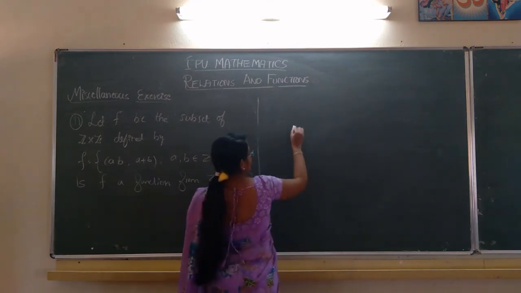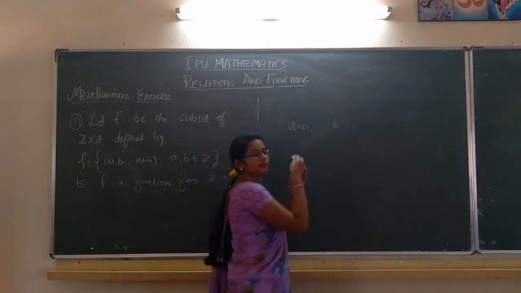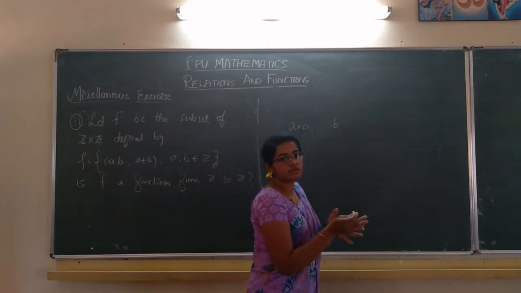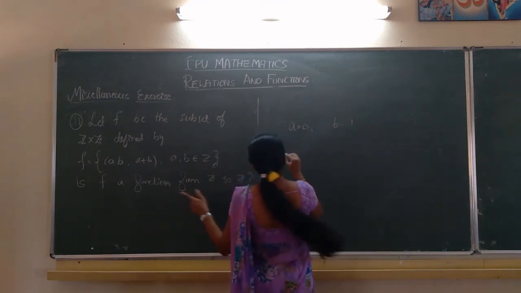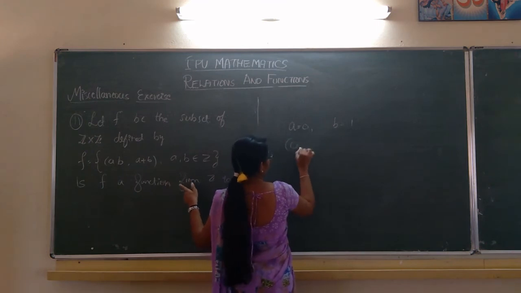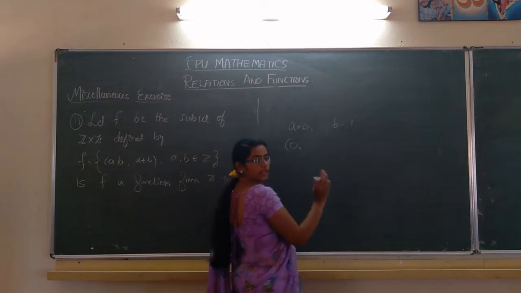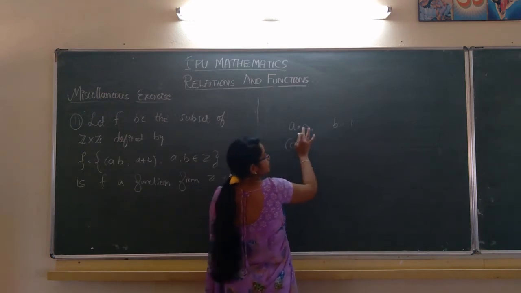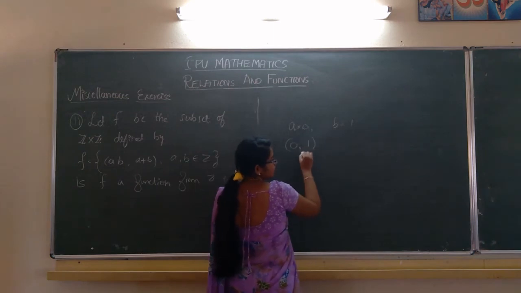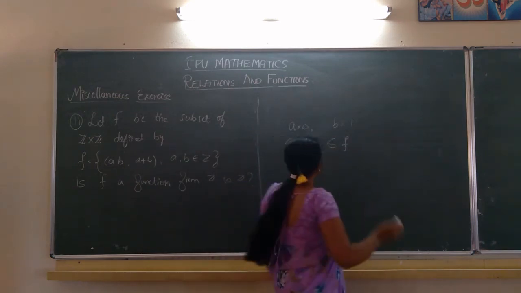See, if I take a to be equal to 0 and b some different integer, say b equal to 1, what happens? The ordered pair: a into b is 0 into 1, which is 0, and the second element is adding these two, that is 0 plus 1, which is 1. So this element (0, 1) belongs to F.